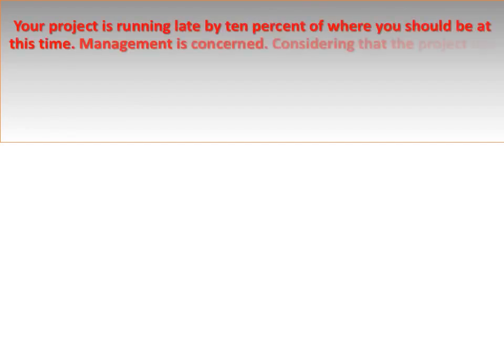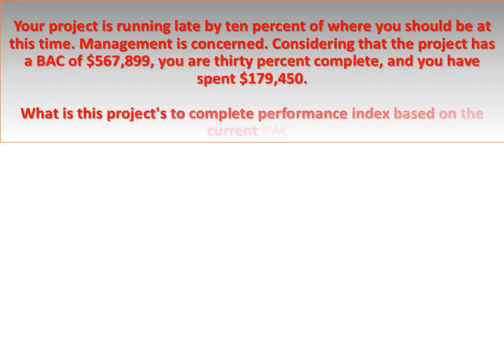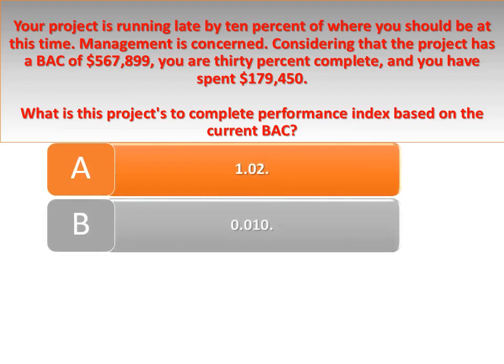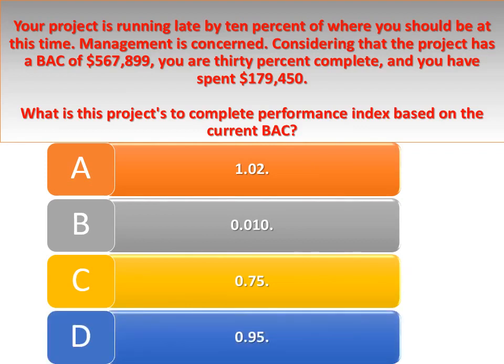Question number 18. Your project is running late by 10% of where you should be at this time. Management is concerned. Considering that the project has a budget at completion of $567,899, you are 30% complete, and you have spent $179,450. What is this project's to complete performance index based on the current BAC? A. 1.02, B. 0.010, C. 0.75, D. 0.95.